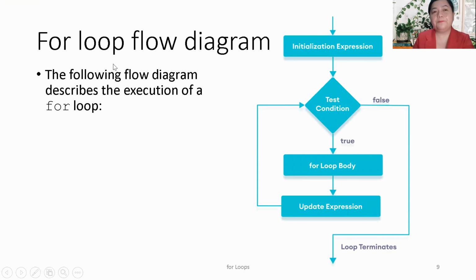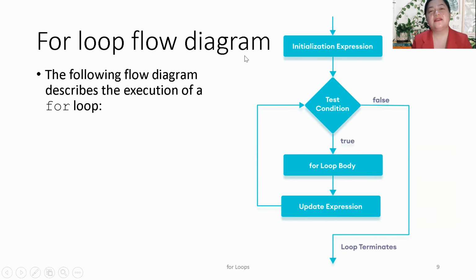The for loop flow diagram gives us an explanation that first, it does the initialization of the expression once. So it only reads the initialization once. It tests the condition. If the statement is true, it will execute the loop body and then update the expression, before it tests the condition again. And if it is false, it will now terminate the loop. So that's how it works.